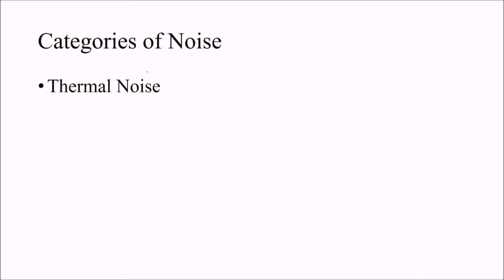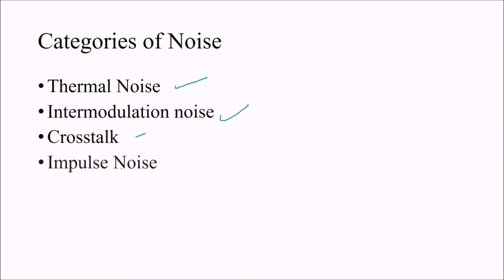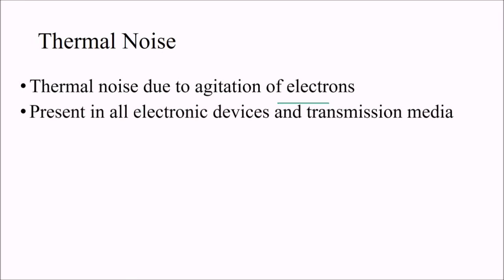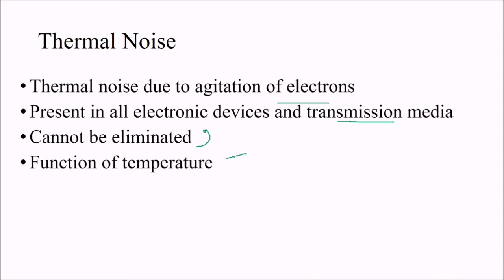Then categories of noise. There can be various noise like thermal noise, intermodulation noise, crosstalk. It can be impulse noise. So what is thermal noise? Thermal noise is due to the agitation of electrons. You will always find it in your gadget. It is present in all electronic devices and transmission media. It cannot be eliminated. It will always be there because it is a function of temperature. As temperature rises, the electrons get agitated and thermal noise is produced.